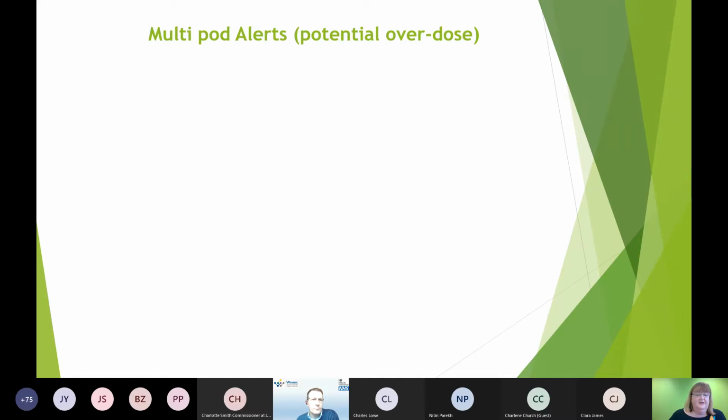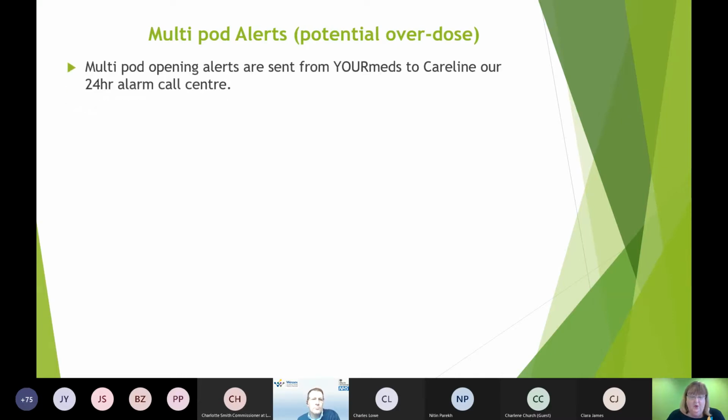As we've said, a variety of alerts come through from the YOURmeds system regarding missed meds and late meds. One of the important issues highlighted through the reporting from the portal is multi-pod alerts. This is where a client opens several pods in a short space of time. This could lead to potential overdose, and therefore we monitor this on a 24-hour system because, as I say, it has the potential for overdose and we need to act quickly.